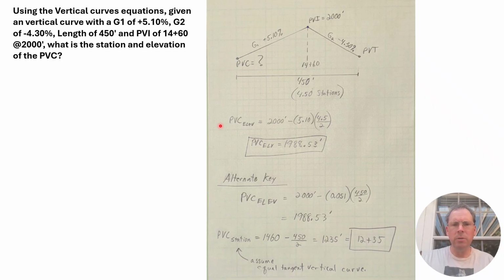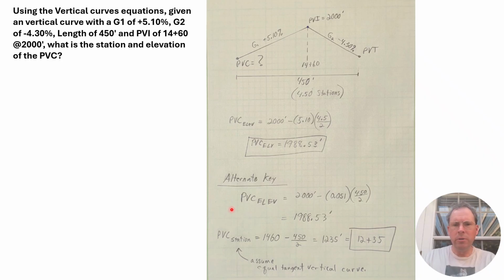So we're going to use the PVC elevation. You're going to take the PVI elevation, 2,000 feet, and then you're going down, so you're going to subtract that grade. I left it in number format, 5.1, so I'm going to convert that 450 to stations, and we're going to assume that it's equal on both sides, so divided by 2. That's how you get that elevation here.